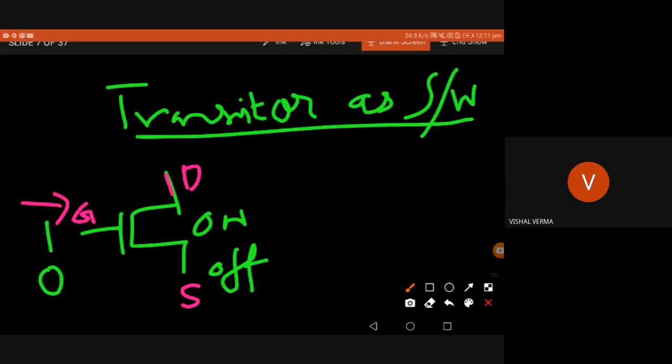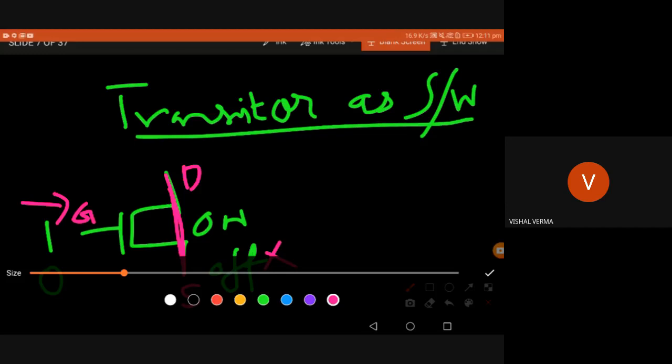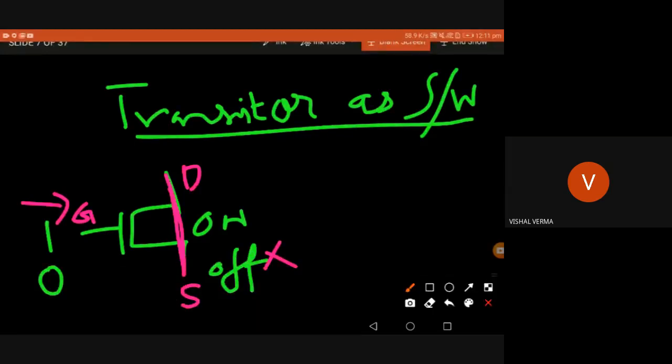On means the drain and source are short circuited. Off means there is no connection between drain and source. It is like infinite resistance or an open circuit. Clear? And what is the dual of NMOS? It is PMOS, the P-type MOSFET. It is represented like this with a bubble. There are different representations of PMOS, but I'm just showing you one. It also has all these terminals: drain, source, and gate.